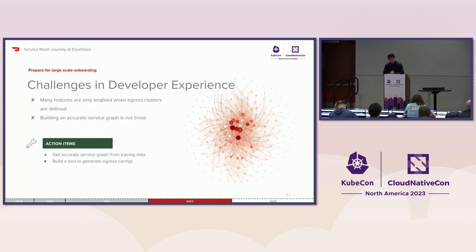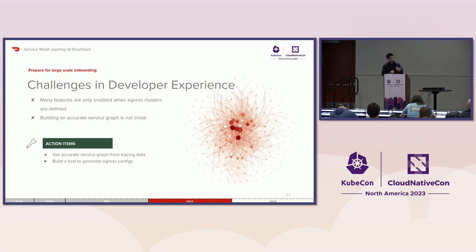Service graph. We realized many features are actually enabled only when the egress dependencies are defined. Features like zone-aware routing, outlier detection, and even the most basic upstream-level metrics require users to define their Envoy egress clusters in their configurations. However, users are not sure about their service graph, and there were basically no tools available for this purpose.